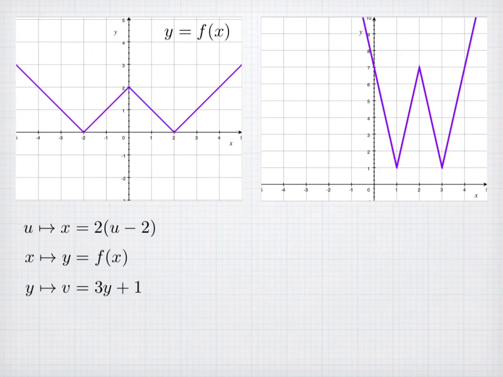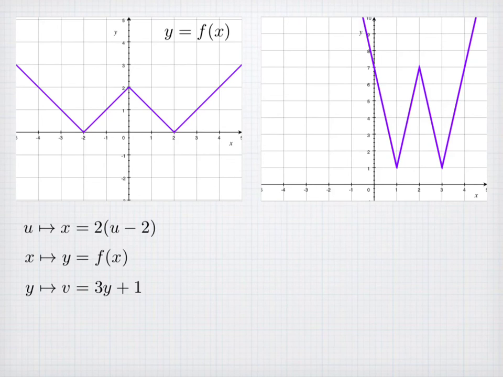Now we're ready to put the pieces together. I have my first step, u goes to x through the formula x equals 2 times the quantity u minus 2. My function is what lets me go from x to y, and the second transformation, v equals 3y plus 1, gives my final formula. So how do I do that?